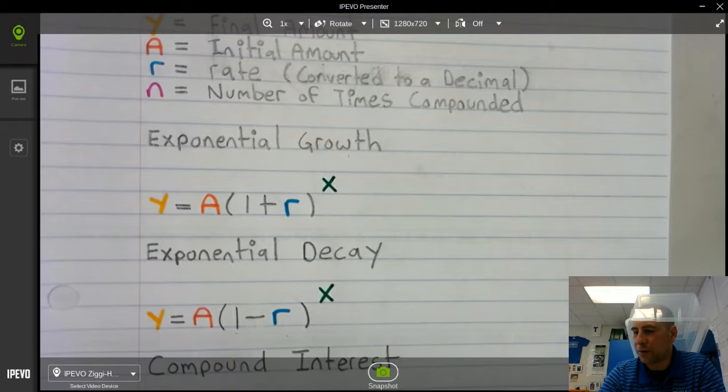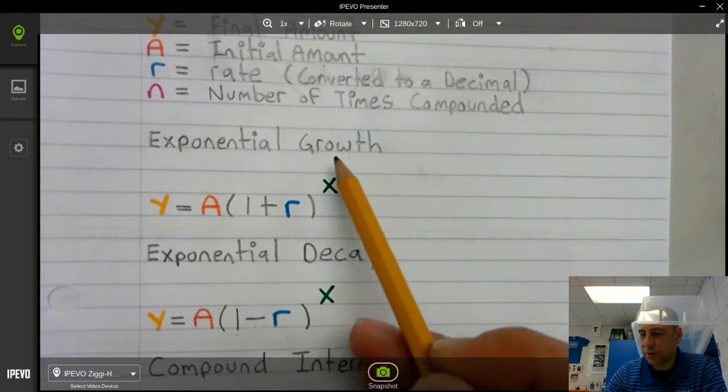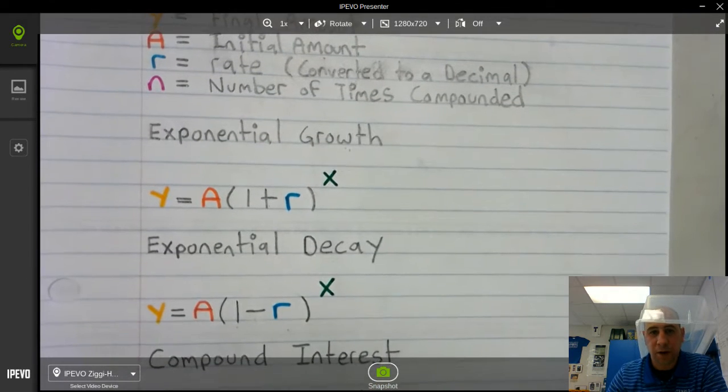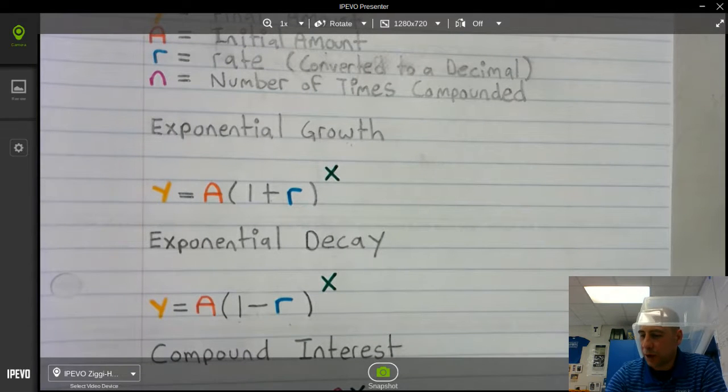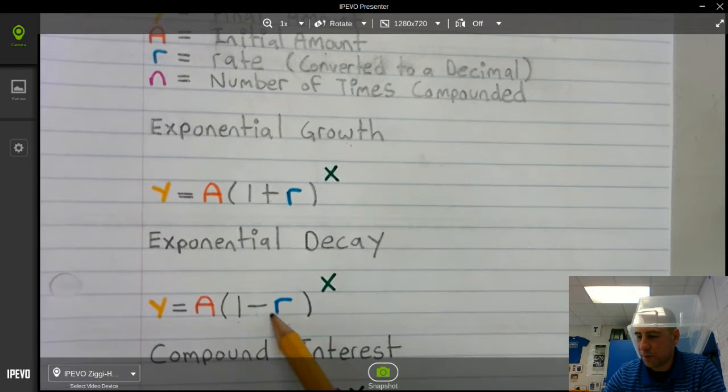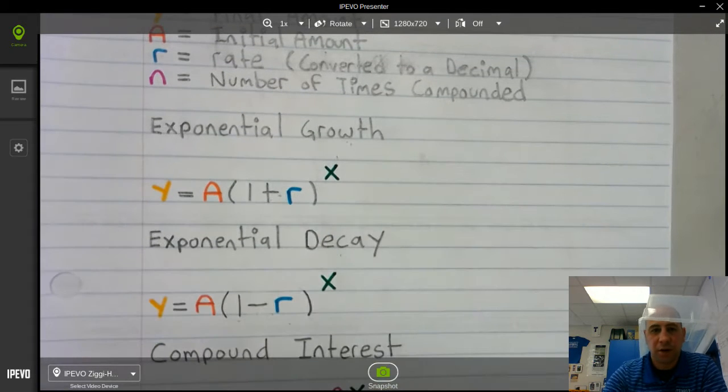We have exponential growth, which is y equals a, parentheses 1 plus r, raised to the x power. Notice growth, plus. Exponential decay is y equals a, parentheses 1 minus r, raised to the x power. So notice decay, minus; growth, plus. Pause the video and write down your exponential growth and exponential decay.